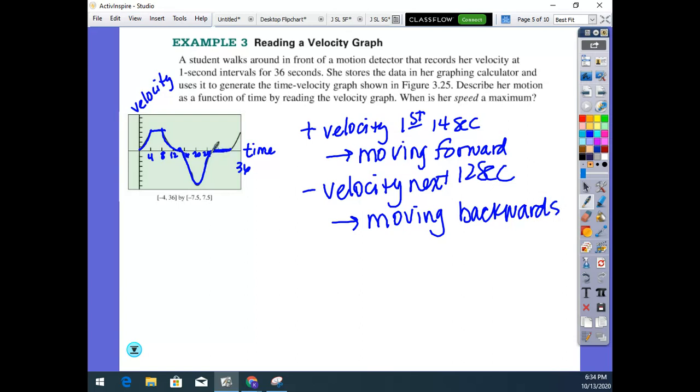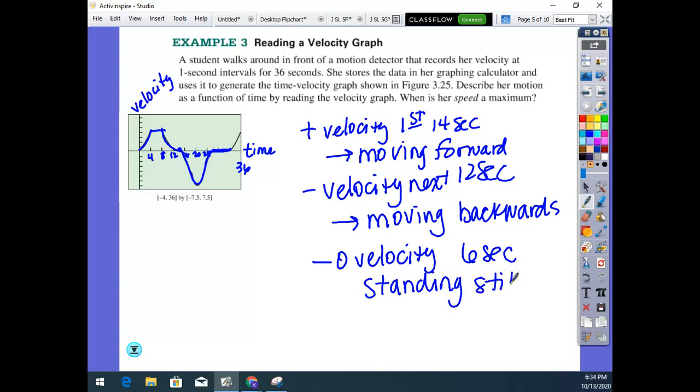Notice this is where the velocity is 0. So if it's not positive or negative, there is 0 velocity for 6 seconds. What does that mean if she's not moving forwards or backwards? She is standing still. For anyone that has had physics, that's going to help you greatly. It doesn't mean you can't learn if you haven't, but it should make more sense if you have. And then after she stands still, she moves forward for the rest of the trip.